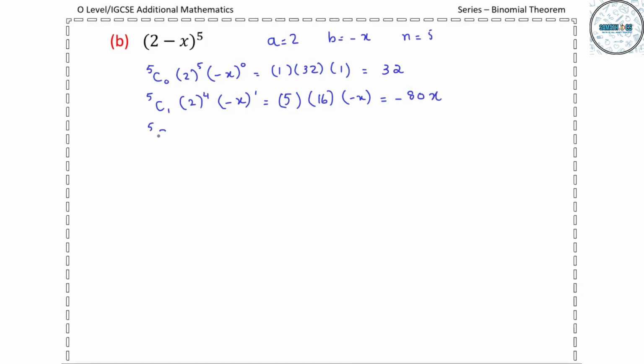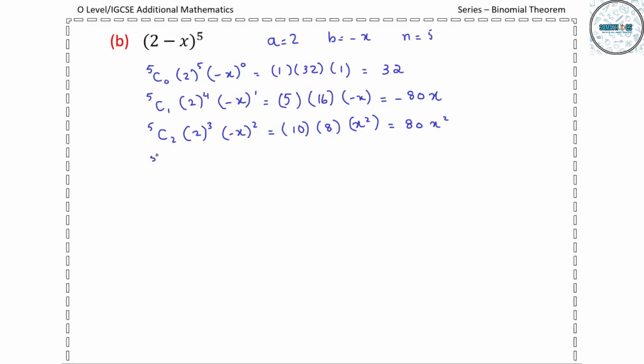Third term, 5C2, 2 power 3, negative x with power 2 is equal to 5C2 is 10, 2 power 3 is 8, negative x with power 2 is x square. Square of negative is positive. So finally it is 80x square.